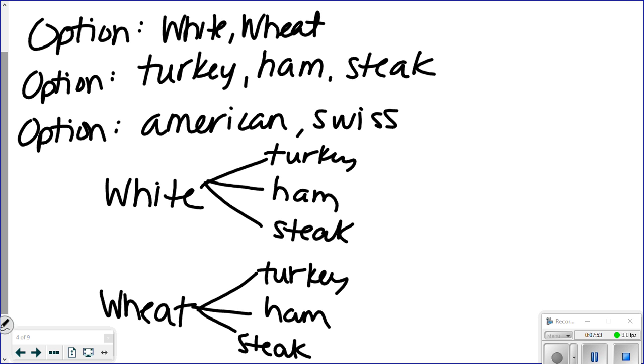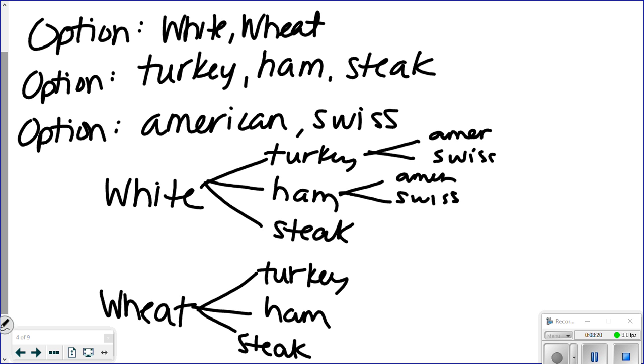You put the cheese in there. Okay, now this is the hardest part. How do you know what to do with cheese? Well, this is what you do next. You say, okay, well, you can have a white sandwich with turkey, and then what 2 options of cheese? American and Swiss. So you could have white turkey and American, white turkey and Swiss, white ham and American, white ham and Swiss. Do you see how it goes? It takes a while. You have to think about it. You could have white steak and American, white steak and Swiss.